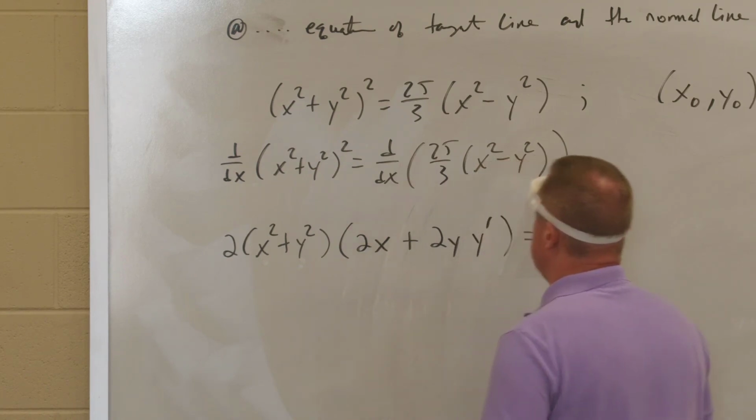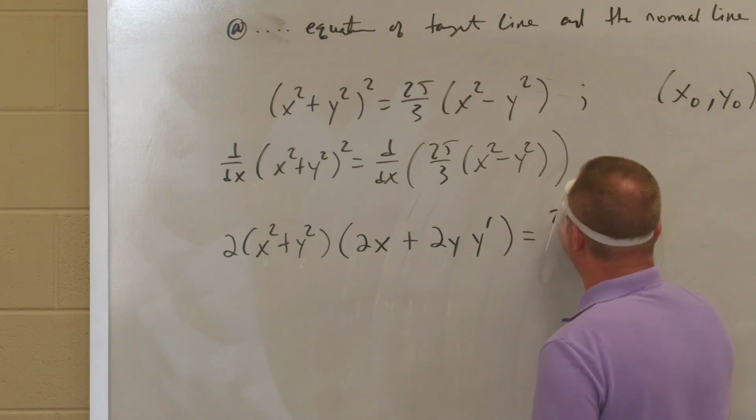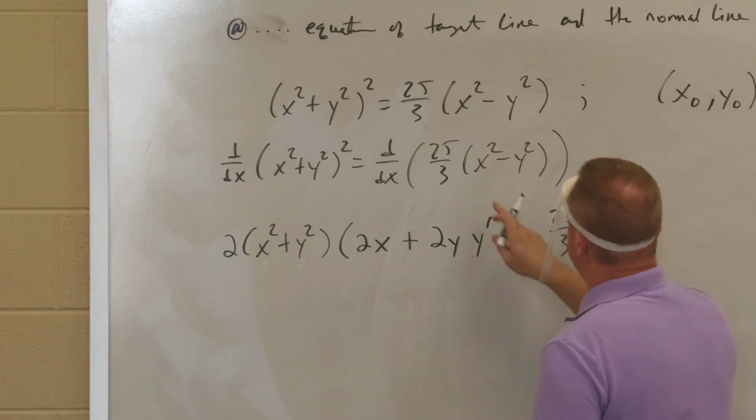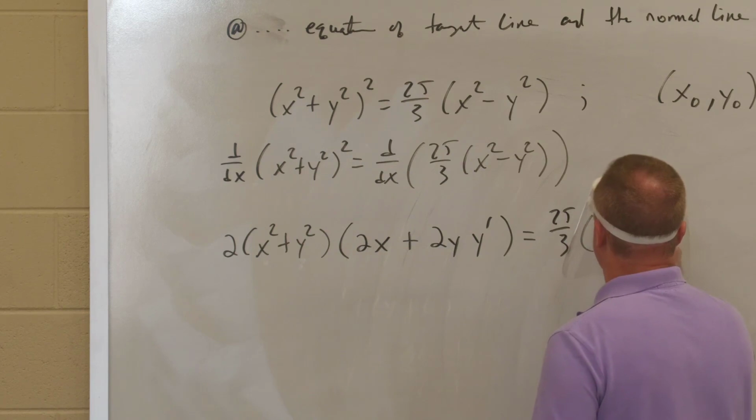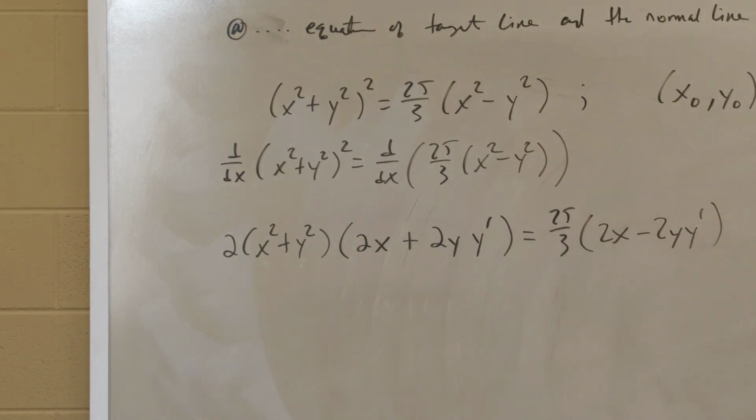Okay. On the right side, let's do 25 thirds times, that'll be 2x minus 2y y prime. Okay. So any questions about that?